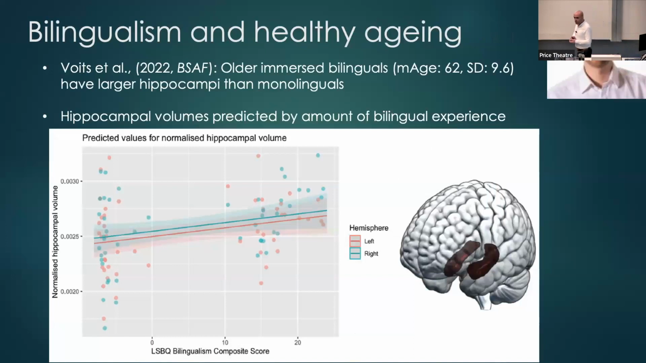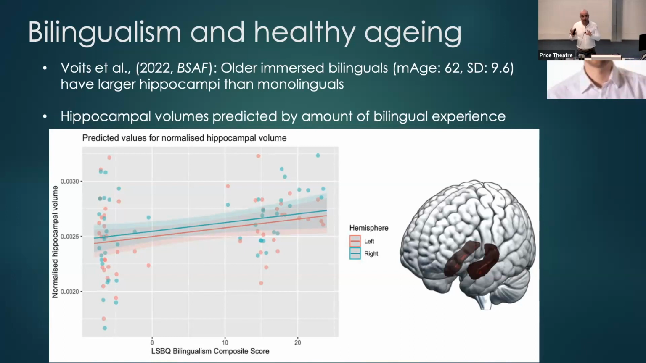We dipped our toes into this with another former student, Tom Voits, and we looked at older immersed bilinguals in the UK, compared them to monolinguals. So I still do the comparisons, right? And we found that they had larger hippocampi. So the hippocampus is this structure right in the middle of the brain, which does a million things again, but the most important thing that it does is memory. And we have evidence for a better preserved hippocampus structurally in bilinguals.